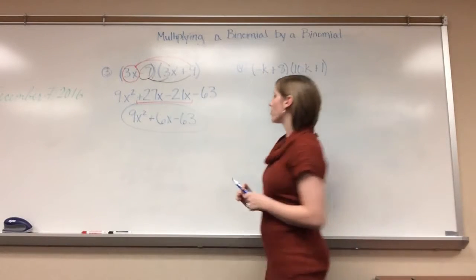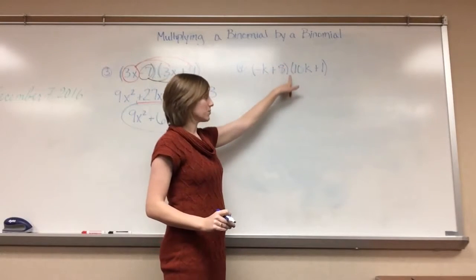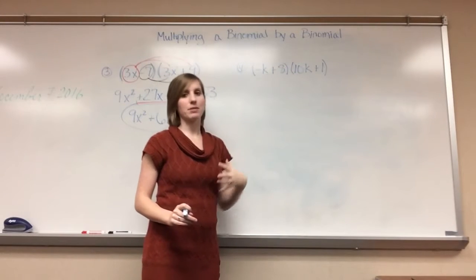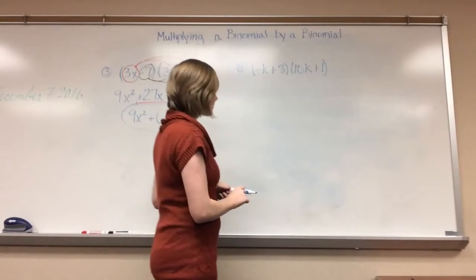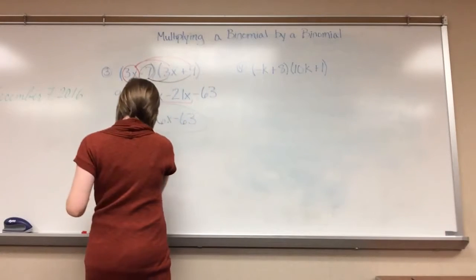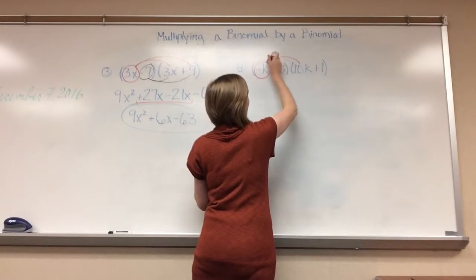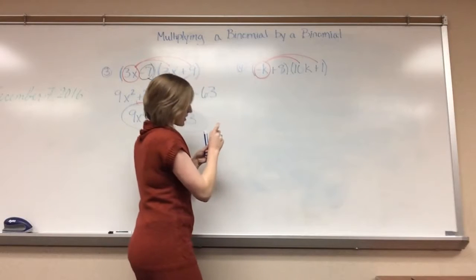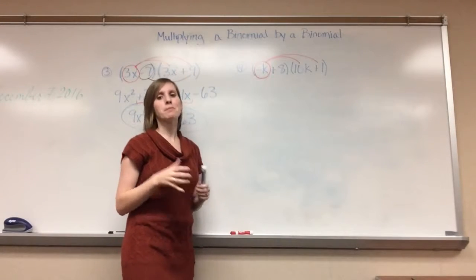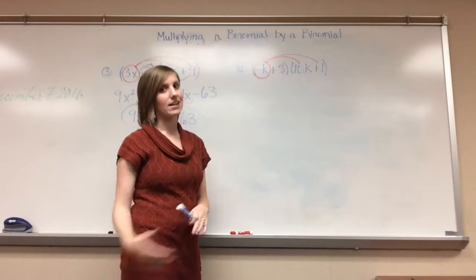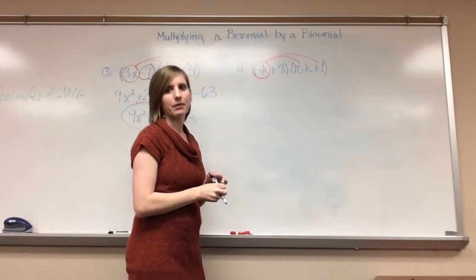Let's take a look at number 4. I have negative k plus 8 times, remember there's nothing in between them, so that means multiplication, so times 10k plus 1. Our first step is to multiply the first term to both terms inside the second set of parentheses. Now, this is a negative k, all right? There is no number in front of it, but remember, there's a 1, they just don't write it. So we're going to go ahead and put that 1 right in, so we don't forget about it.